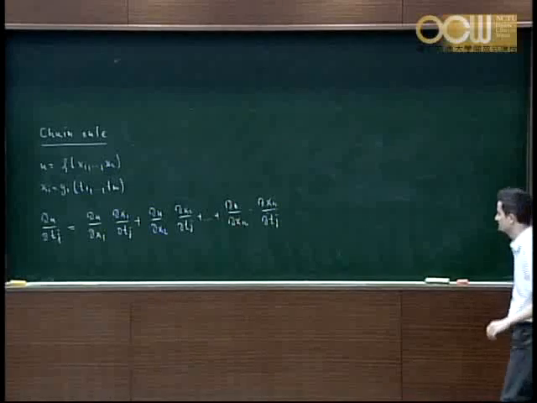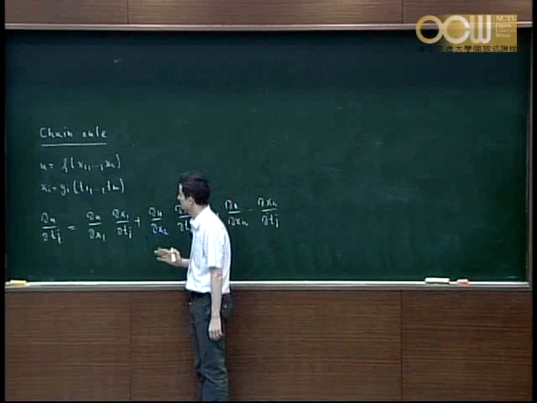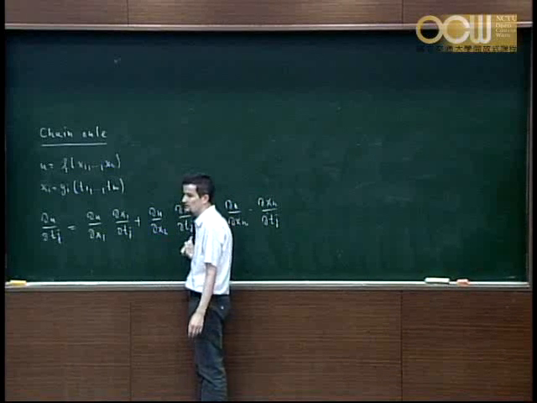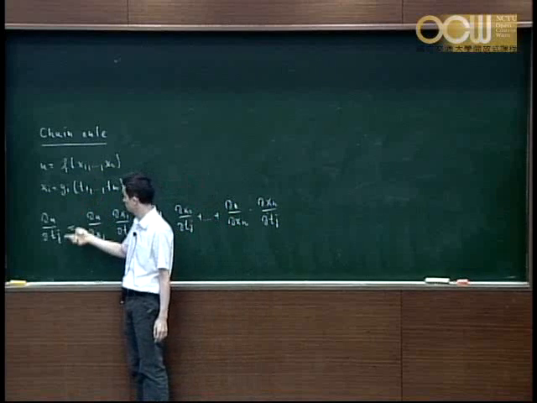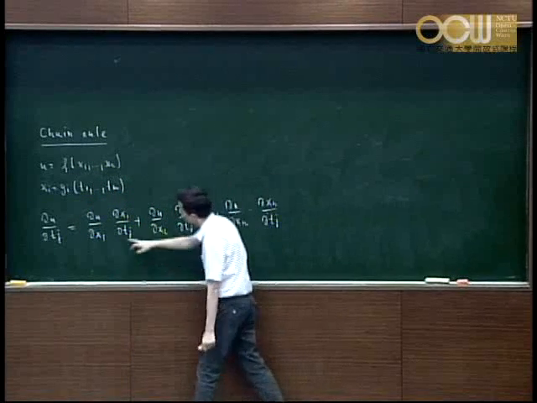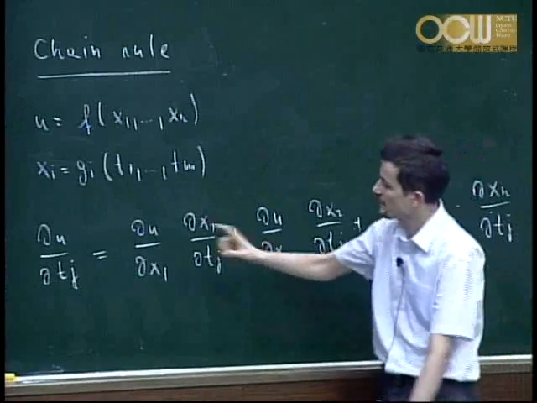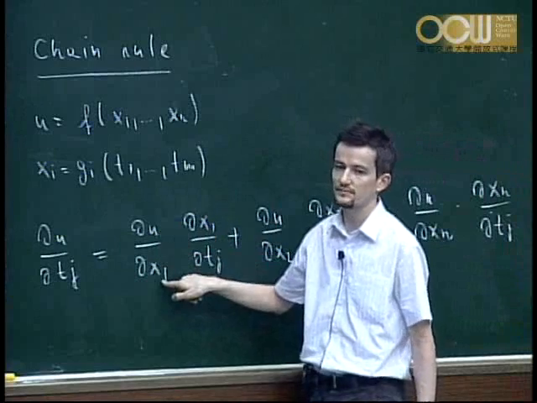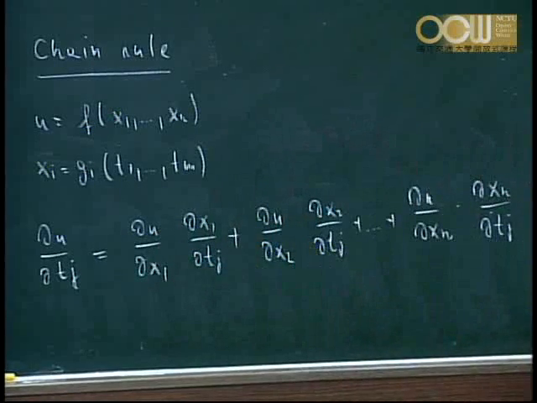Okay, but the rule is once more easily memorized. You just have to add a term. You have a term for every intermediate variable. So you have to identify the intermediate variables, and then you have just one term for every intermediate variable, and you have to take the partial derivative first with respect to the intermediate variable, and then the intermediate variable with respect to the variable where the partial derivative is sought.